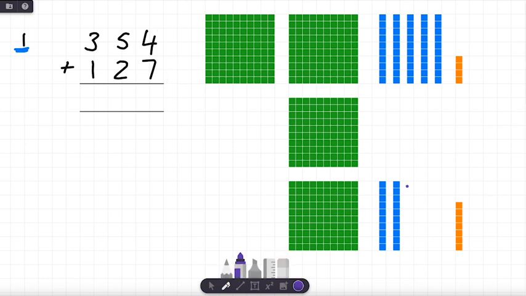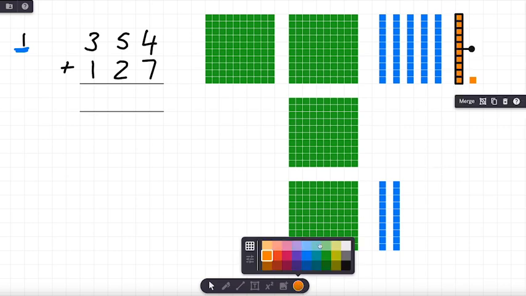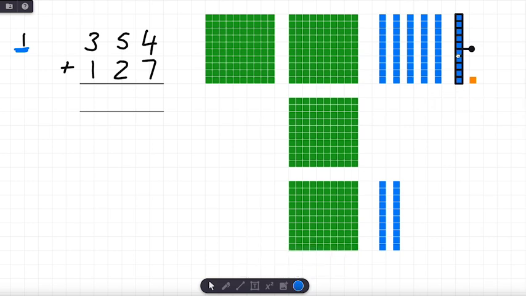So 4 add 7 is 11, and to show that I'm going to add my Dienes blocks here, and you can see that with my 11 I actually get a new 10 block, which is carried over into the tens column. So I'm going to make that look like a 10. That's going to go into the tens column, and I've still got one unit. So 4 plus 7 is 11, and that's going to give me 10 carried over and 1 unit as well.